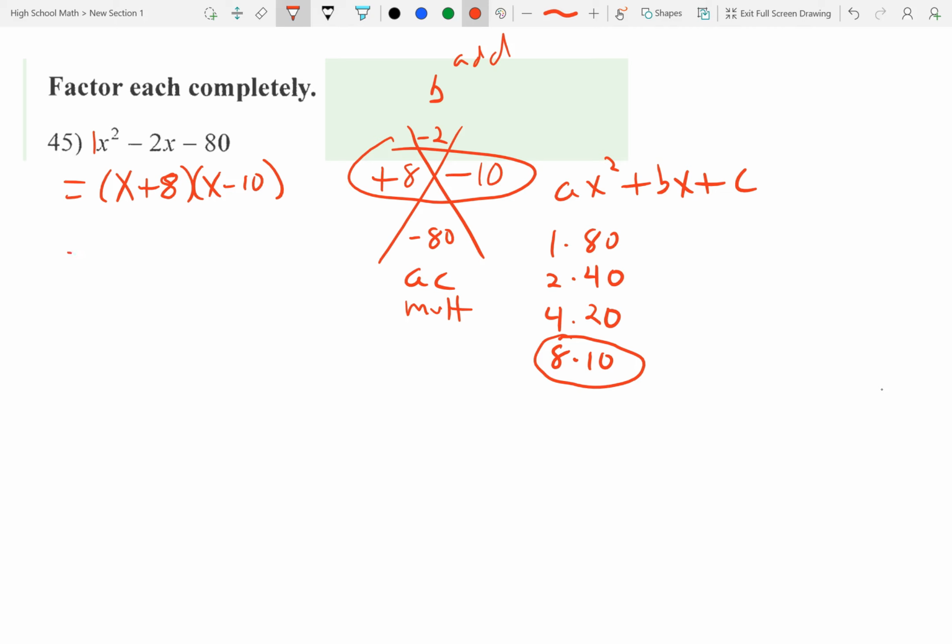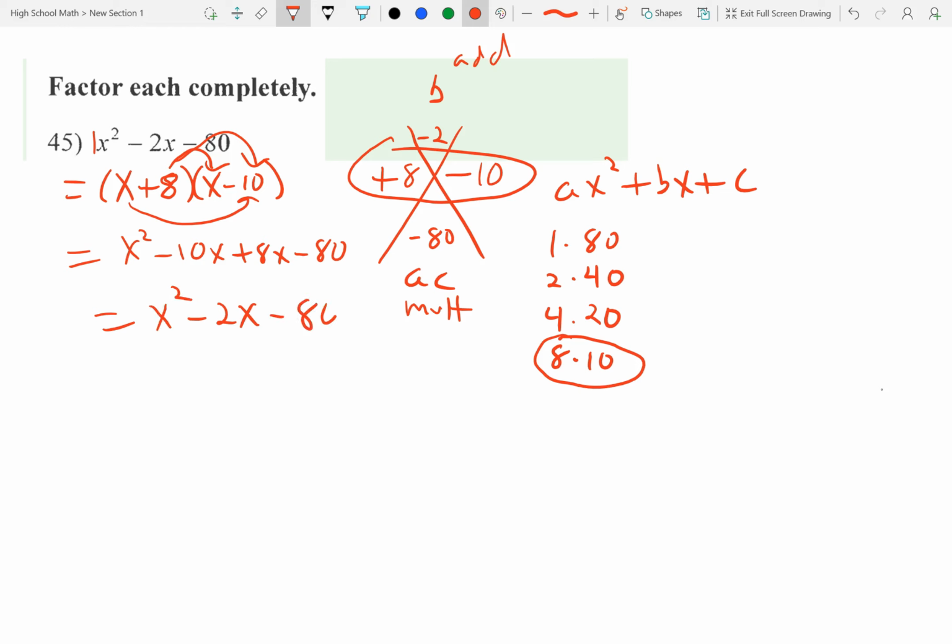We could check it. X times x is x squared. X times minus 10 is a minus 10x. 8 times x, 8x. 8 times minus 10 is a minus 80. Minus 10x and plus 8x is a minus 2x. So we see that it is indeed a good factorization. This is the correct factorization of that trinomial.